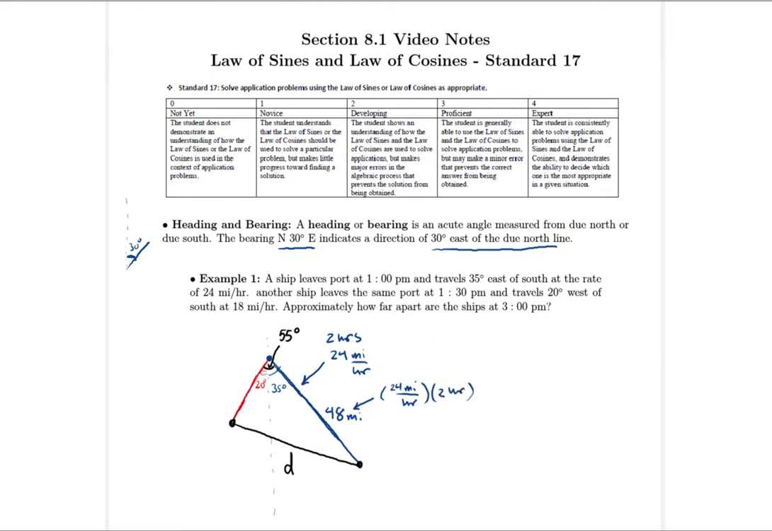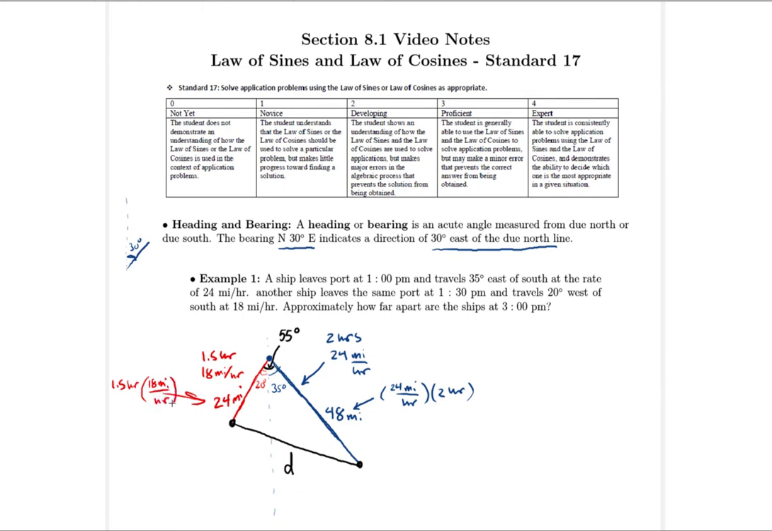And then our red one, we should be able to figure out as well. It went for an hour and a half, 1.5 hours, and it went at 18 miles per hour. So that one I can say is 24 miles. Why? It's 24 miles because it's 1.5 hours times 18 miles per hour.